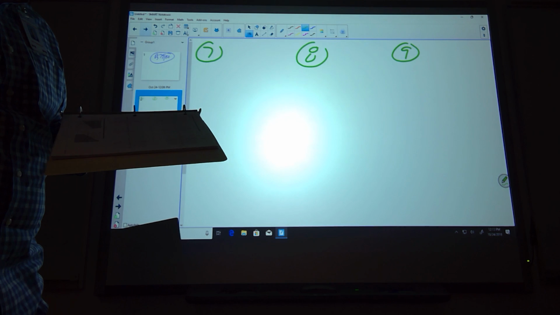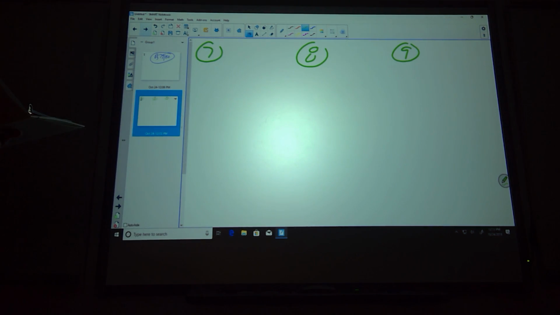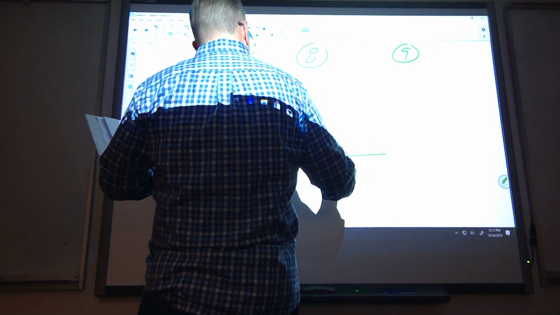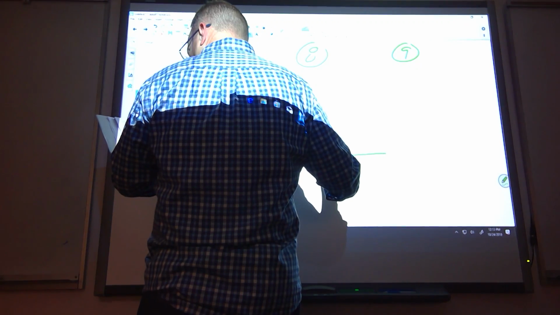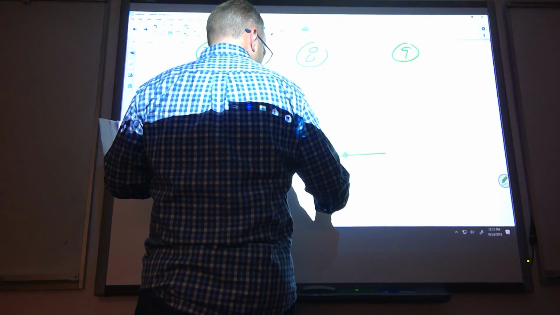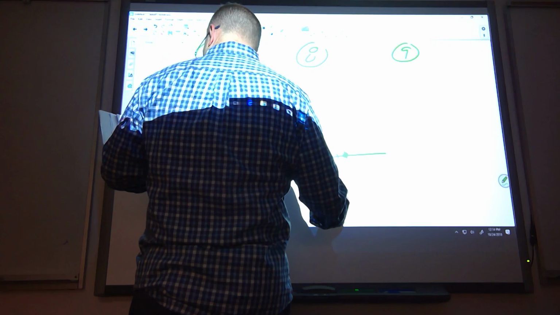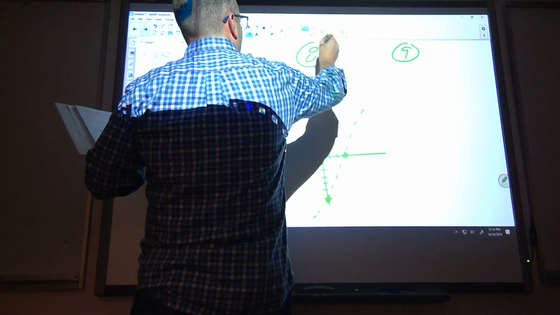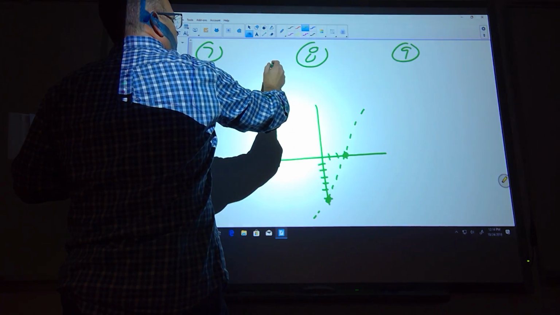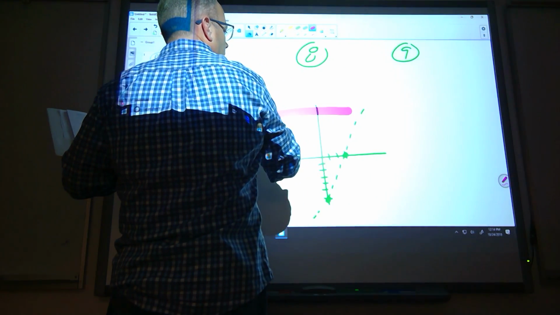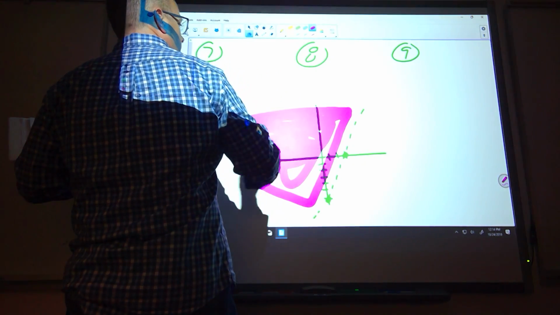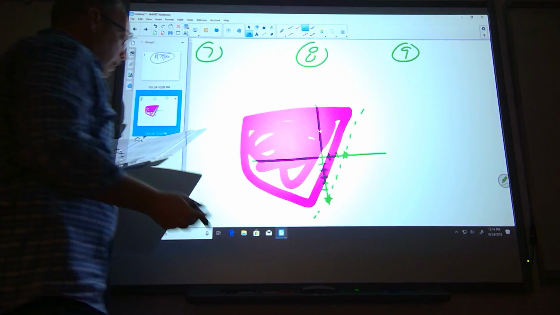Okay. All right. So we have a graph that looks kind of like this. 1, 2, 3. And they had this whole area over here shaded. Good enough for me.